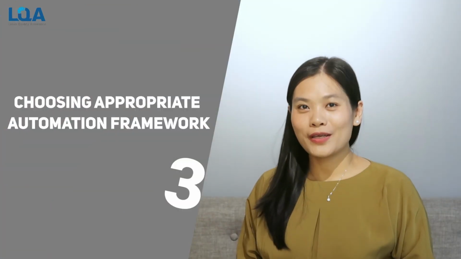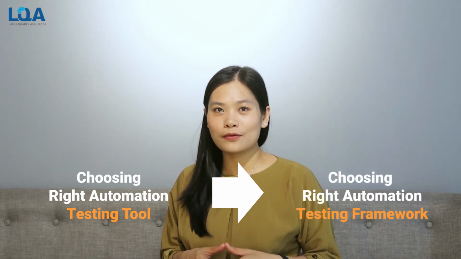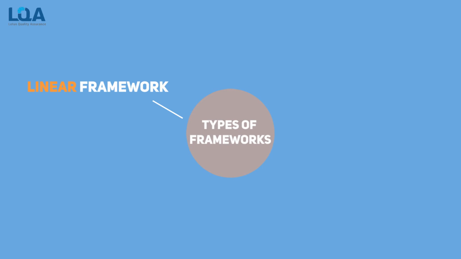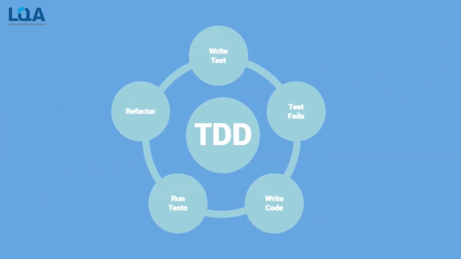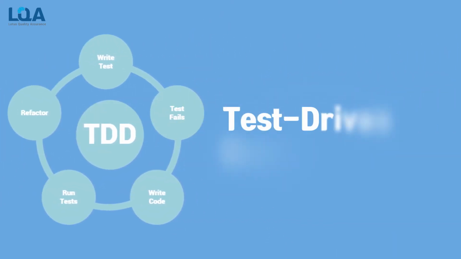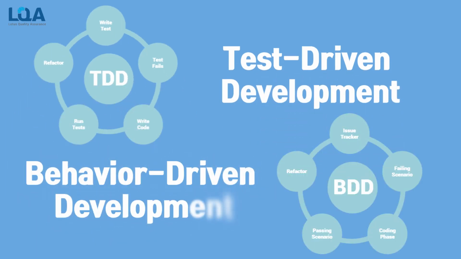And the third point is choosing the appropriate automation framework. After choosing the right automation testing tool, another step is choosing the right automation test framework. Some kinds of frameworks are linear scripting, modular framework, data-driven framework, or keyword framework. Hybrid testing can also be used, and recently the methodologies of TDD, test-driven development, or BDD, behavior-driven development, have become more popular.